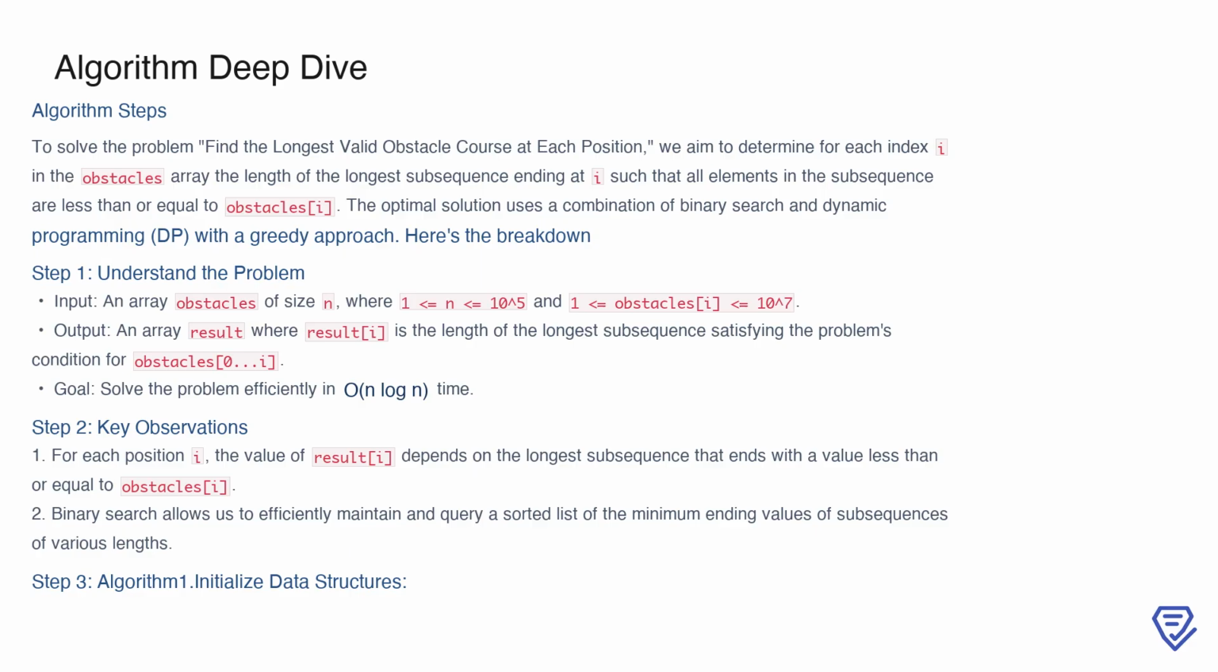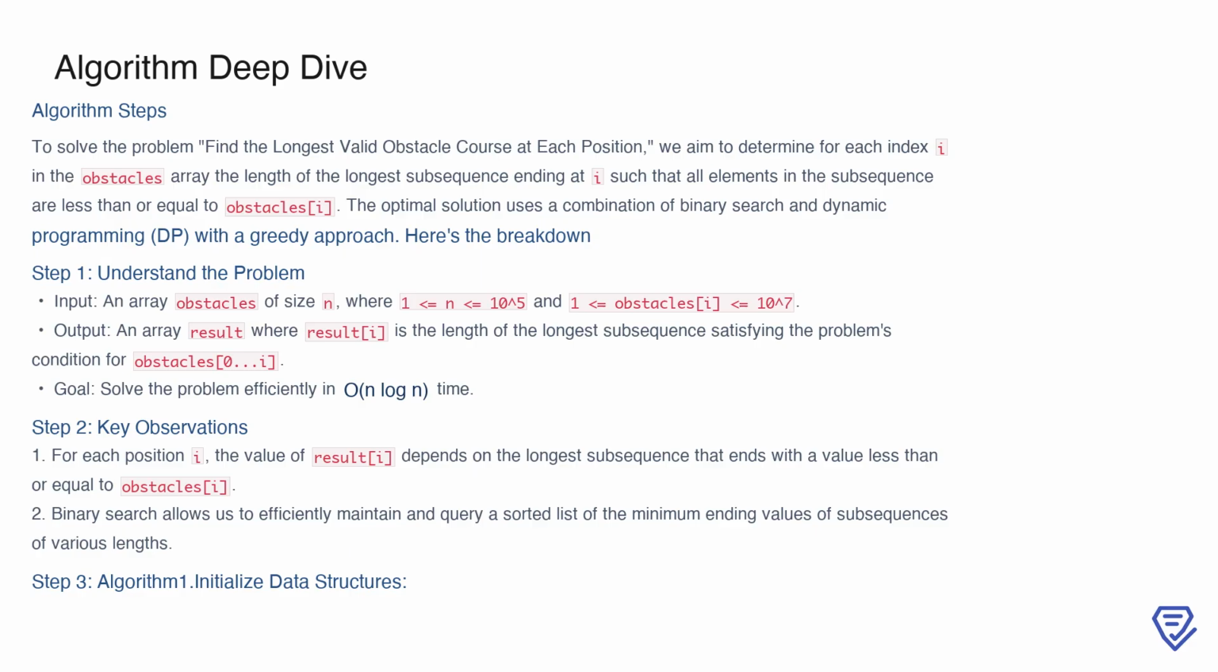To achieve this, we rely on two key observations. First, the length of the longest subsequence ending at any position depends on the values in the subsequence leading up to it, and second, binary search allows us to efficiently determine where the current obstacle fits in the context of maintaining subsequences.